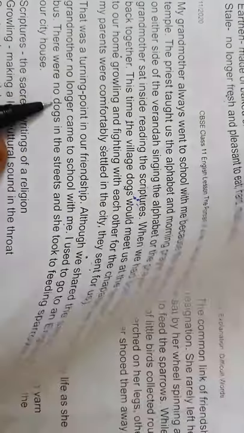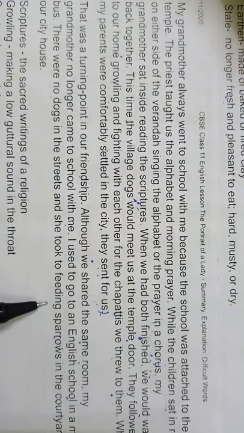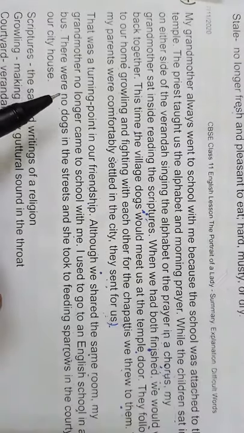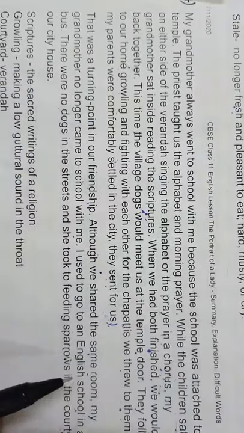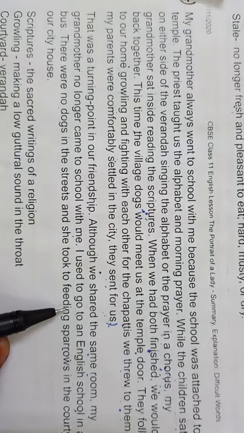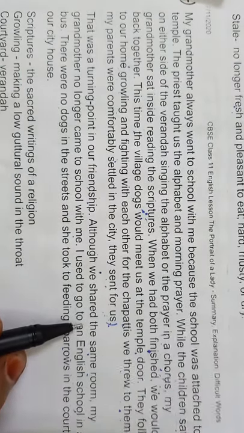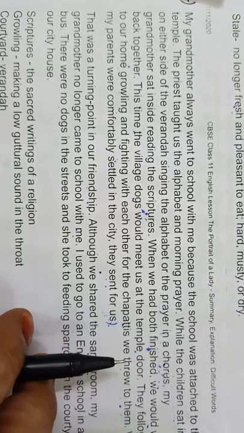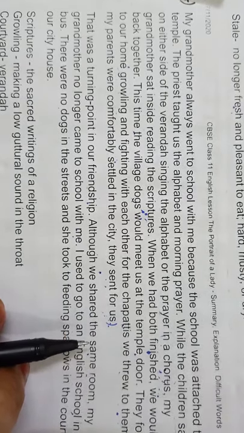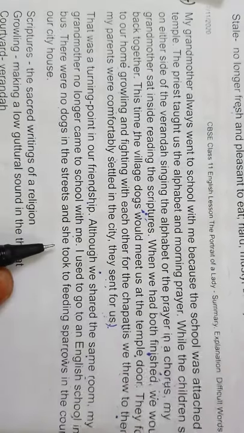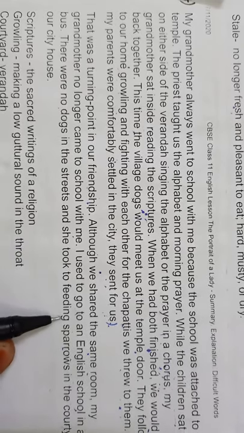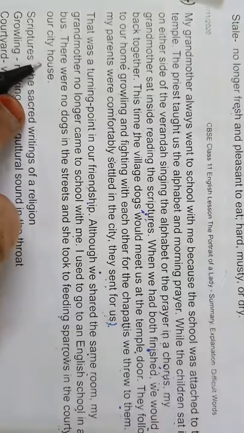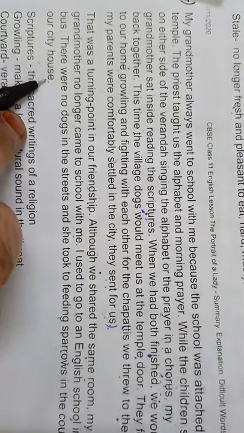Then what happened next? There were no dogs in the streets, and she took to feeding sparrows in the courtyard of a city house. Now, in the village, the grandmother used to feed the street dogs with stale chapatis. But in the cities, there were no dogs. So what was his grandmother doing in the city? There were no dogs in the street whom she could feed as she did in the village. So she started feeding sparrows in the veranda. Courtyard here means veranda, the veranda of their house. So she started feeding the small birds, sparrows, in the veranda of the house.